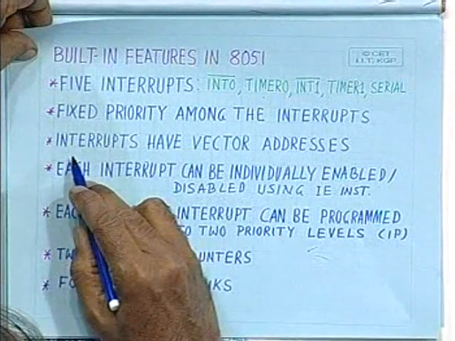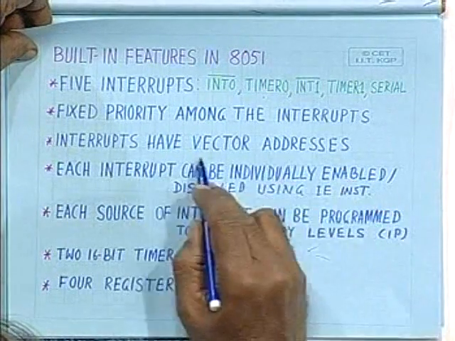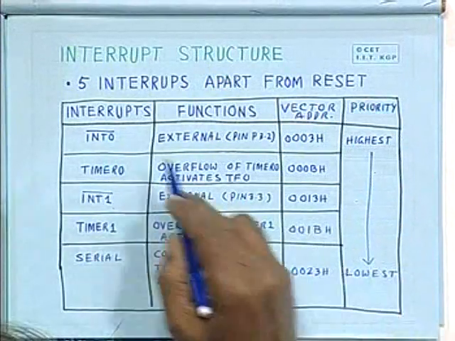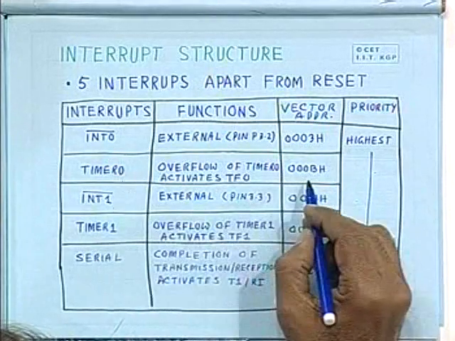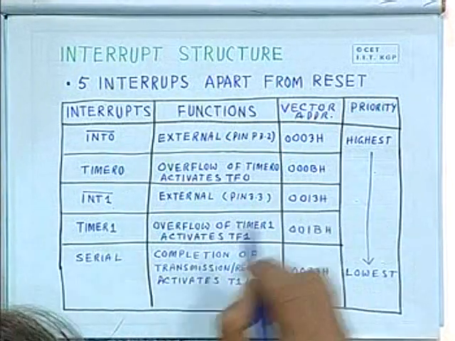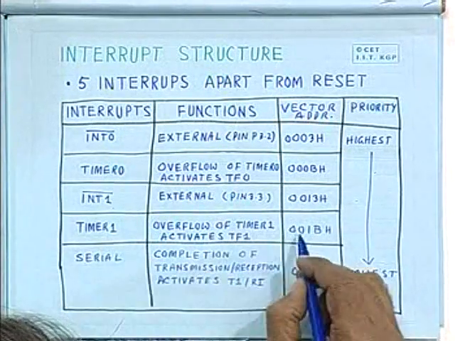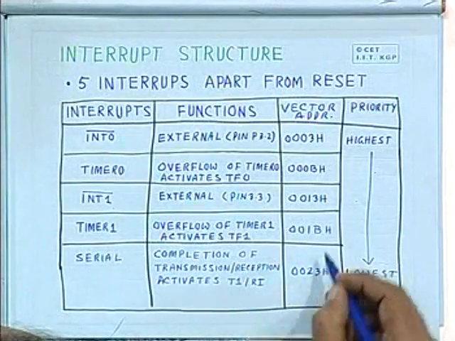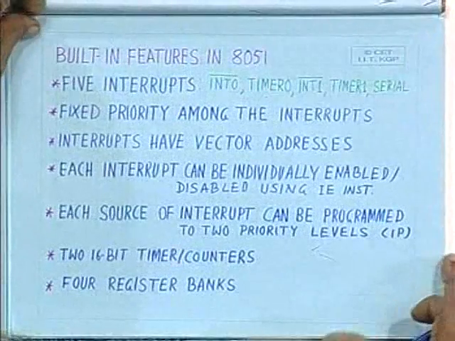And each interrupt has a vector address. As I was telling, to reduce latency, vector addresses are important. Here we find the vector addresses. Interrupt 0 has the vector address 0003, timer 0 has vector address 000B, interrupt 1 has vector address 0013, timer 1 has vector address 001B, serial 0023. All these things we have discussed in detail earlier.